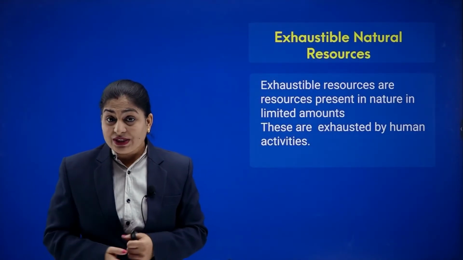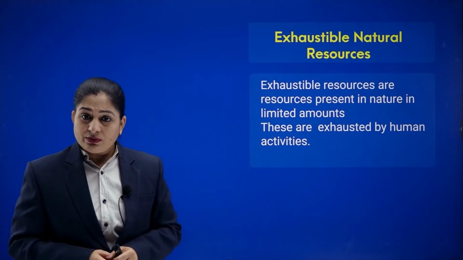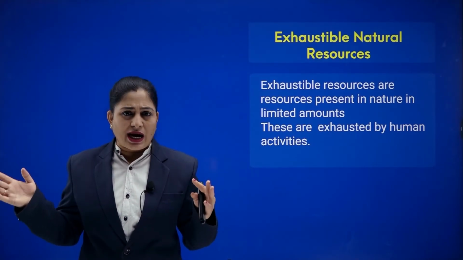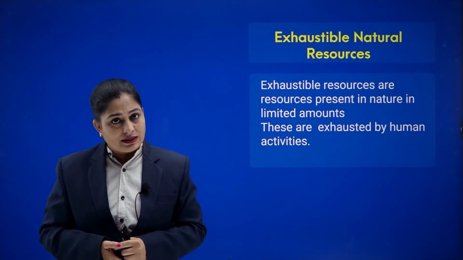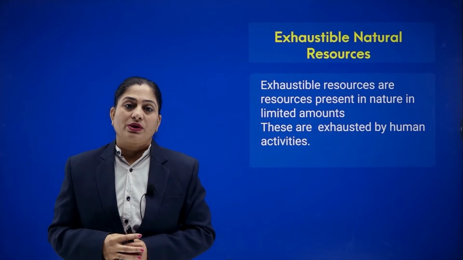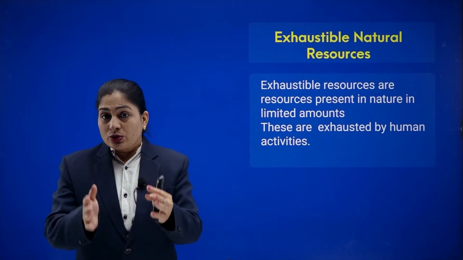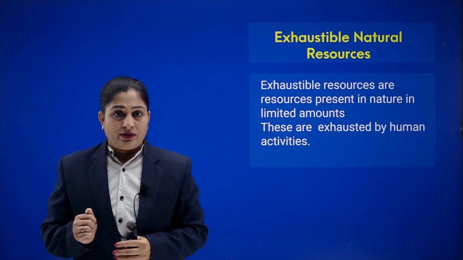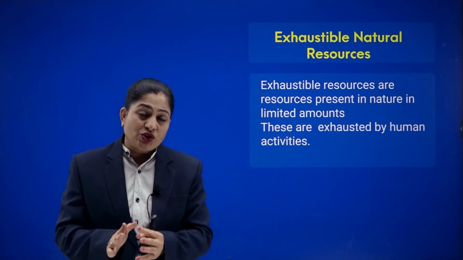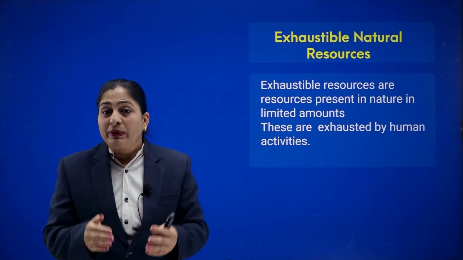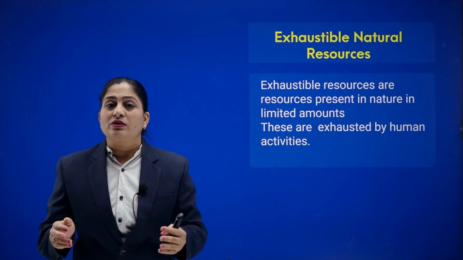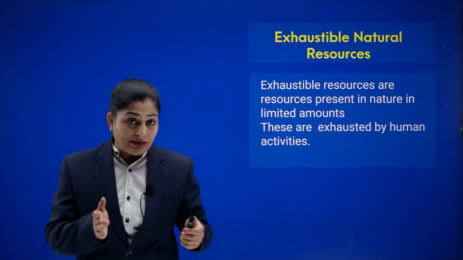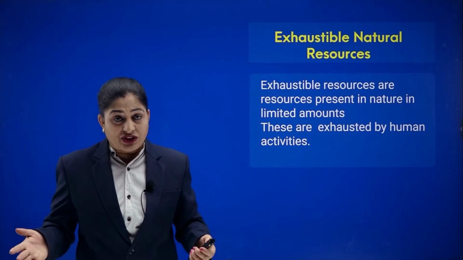And then when we talk about exhaustible natural resources, we say that exhaustible resources are those resources which are present in nature but not in such a large quantity as inexhaustible ones. That means they are present in a limited amount. So the resource is very limited, and when we use it continuously, the intervention of human activities tries to deplete and decrease the amount of this natural resource, and that's why we call them exhaustible natural resources. As the name suggests, exhaustible means it gets exhausted, gets finished after some time.